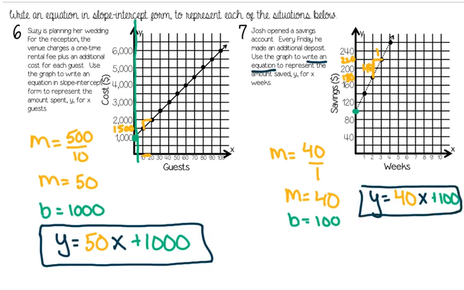Okay, it's important to understand what the equations mean. So it means that Josh already had $100 in his savings to begin with. And then each week he's adding $40. If we go back to Susie with our wedding planning, the initial cost is $1,000. And then every guest after that is $50. Okay, so that's what that means.